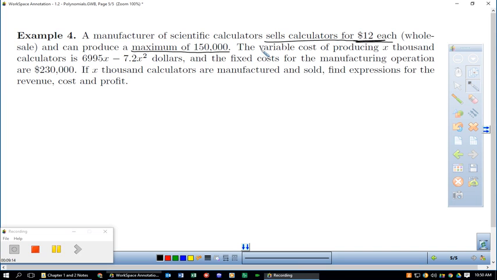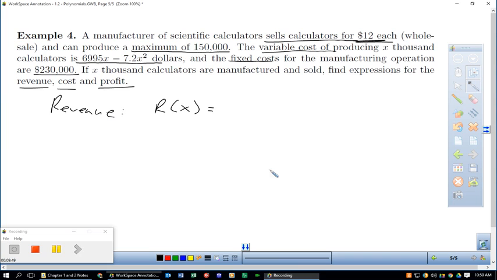The variable cost of producing x thousand calculators, variable cost, is 6,995x minus 7.2x squared dollars, and the fixed costs for the manufacturing operation are $230,000. If x thousand calculators are manufactured and sold, find expressions for the revenue, the cost, and the profit. All right, so the revenue, that's going to be R of x, or only functions of x.